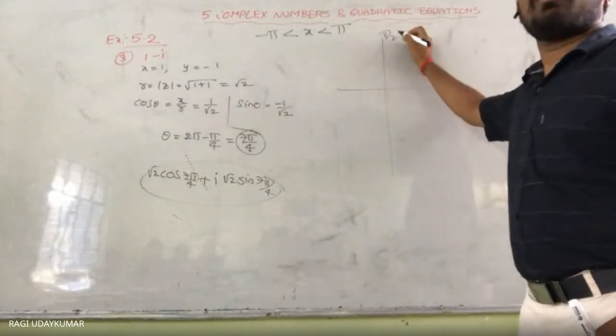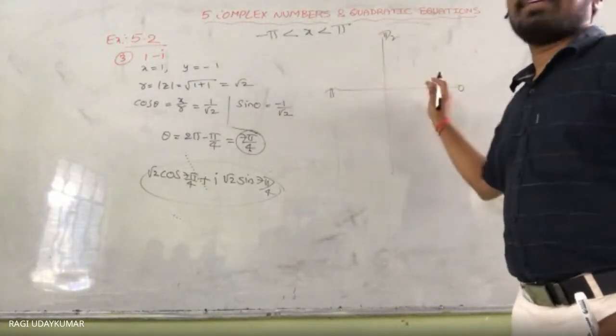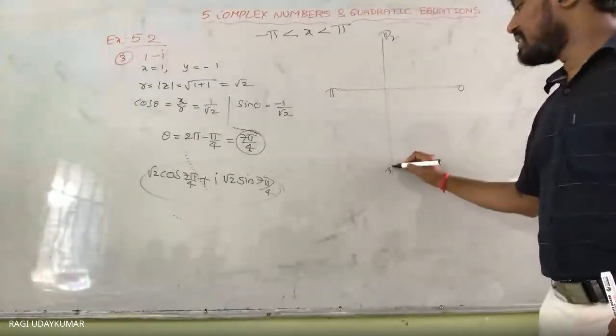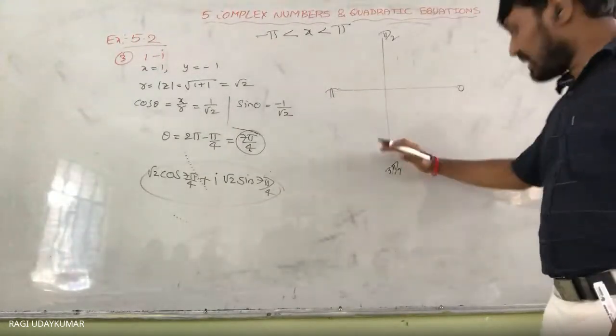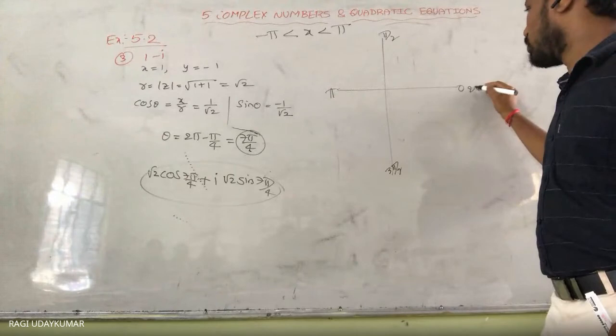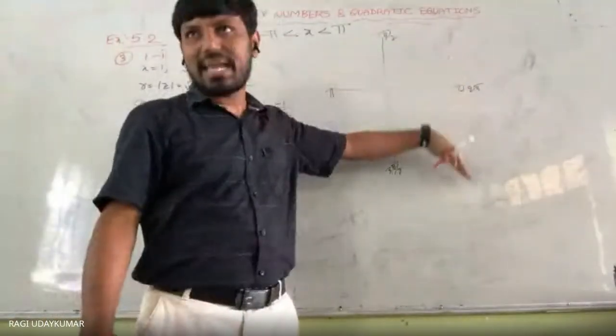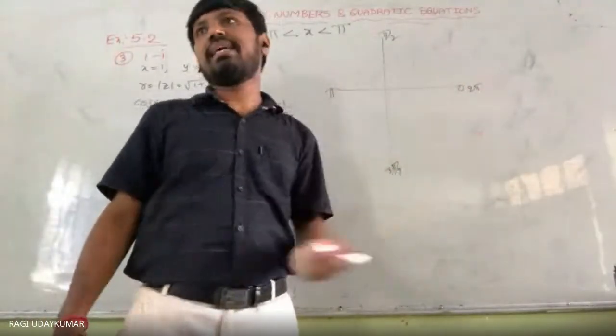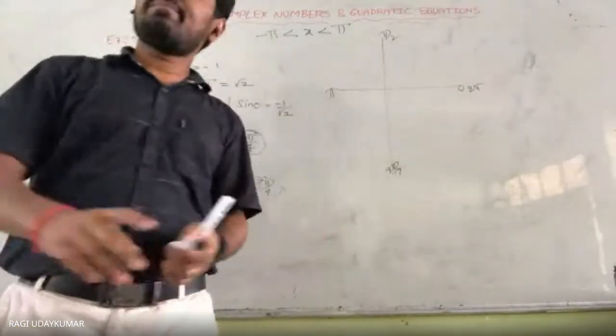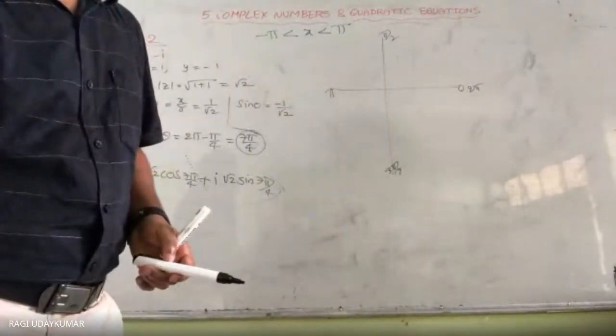This is pi by 2, 90 degrees. This is pi, 180 degrees. This is 3 pi by 2, 270 degrees. Coming here again, it becomes 2 pi. So when rotation is going on like this, it becomes 2 pi. In this quadrant, we have to take 2 pi minus theta. Okay. In the same way, all the remaining problems can be done.